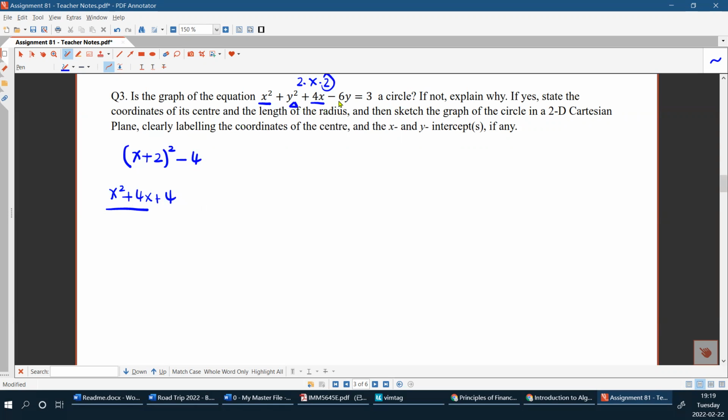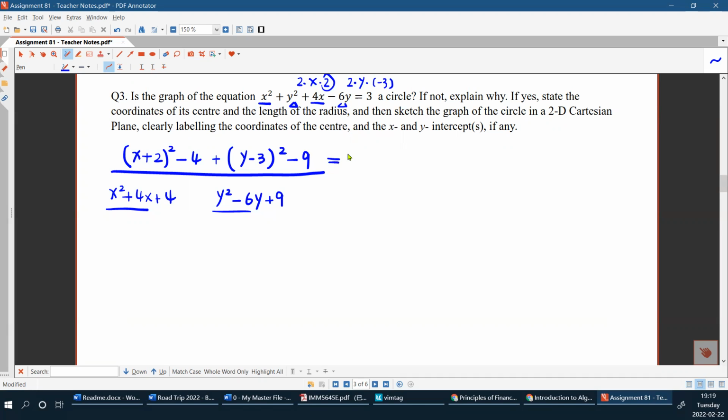And now let's consider the y's. So note here you have negative 6y. Negative 6y is 2 times y times negative 3, right? So we can try using (y minus 3) squared. And again, if you expand it on a scratch paper, you will get y squared minus 6y plus 9, right? There is y squared minus 6y there, but there is no 9, so we need to subtract it.